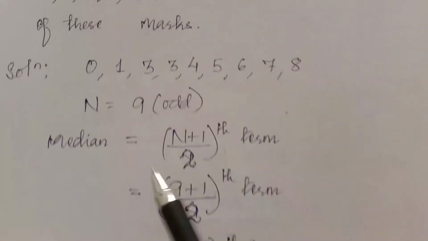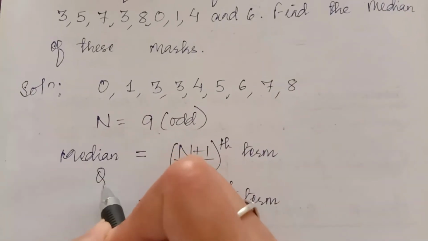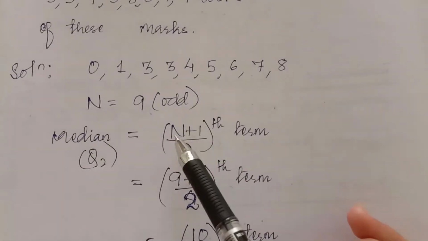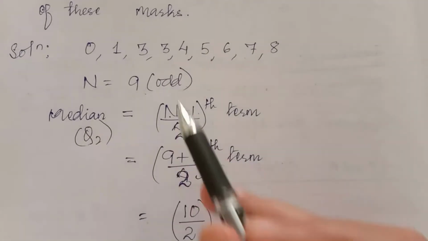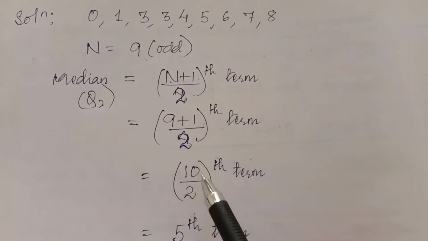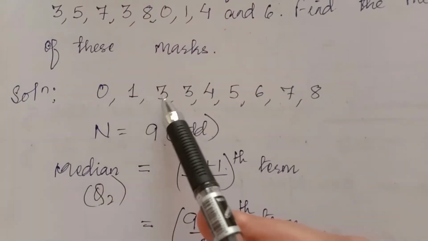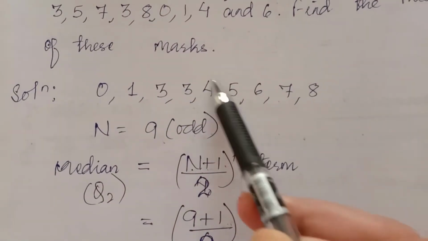9 is odd. So for odd, median is denoted by Q2. For odd, the formula is (n plus 1) by 2 th term. So n is 9. 9 plus 1 by 2 is 10 by 2, which is the 5th term. So the 5th term is 1, 2, 3, 4, 5. This is your median.